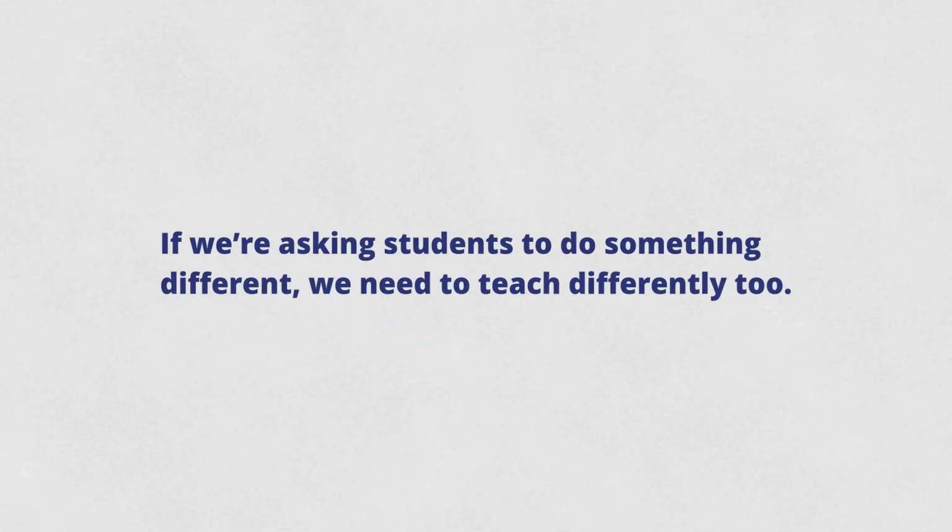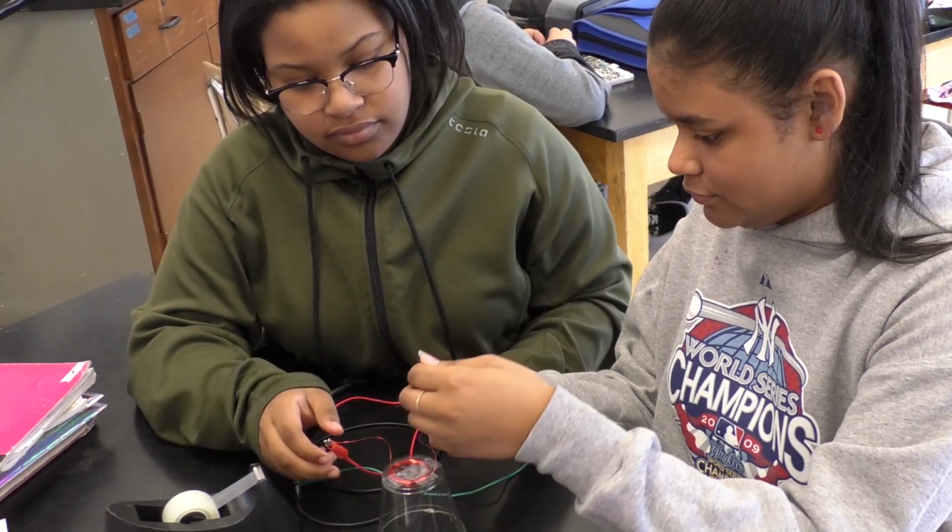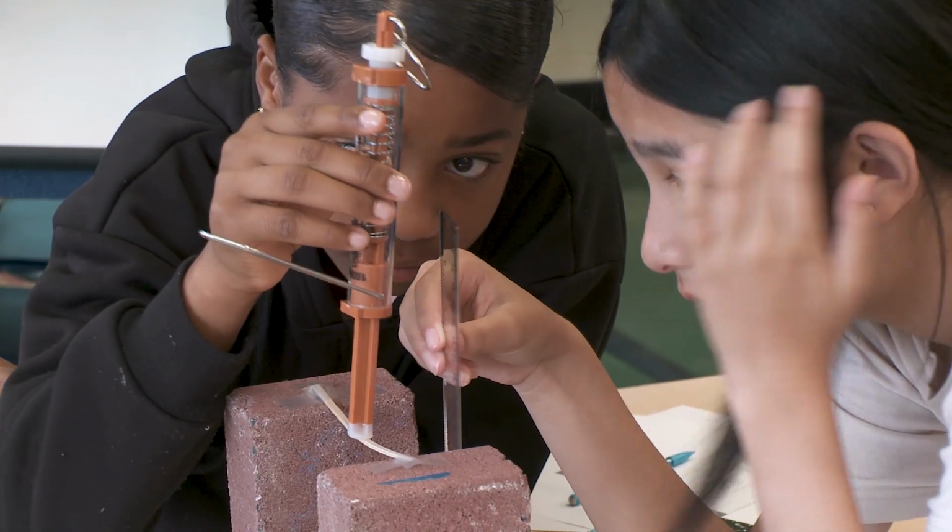Here's the hard truth. OpenSciEd asks students to do something different, and that means we need to teach differently too. It's not slower for the sake of slow, it's slower because it's deeper. OpenSciEd gives students ownership over the learning. They're not just receiving information, they're figuring things out. And that takes time, because sense-making isn't a straight line.